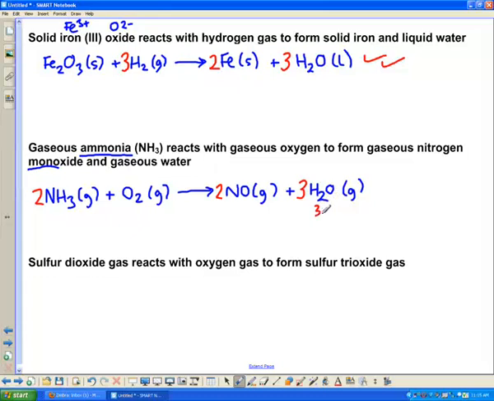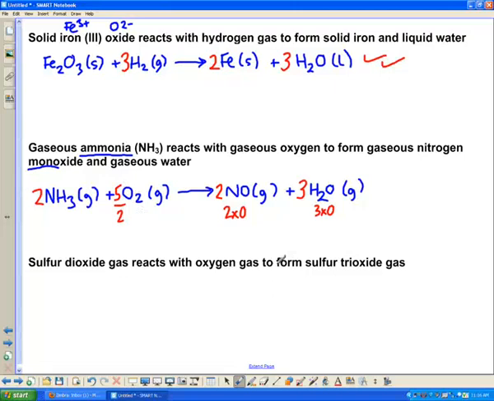So let's just think about this. We have 3 oxygens here. We've got 2 oxygens here, giving us a total of 5 oxygens. Now you'll notice there's no way to get 2 into 5 without using a fraction. So what I could say is, well, I could do this, 5 over 2 oxygens.